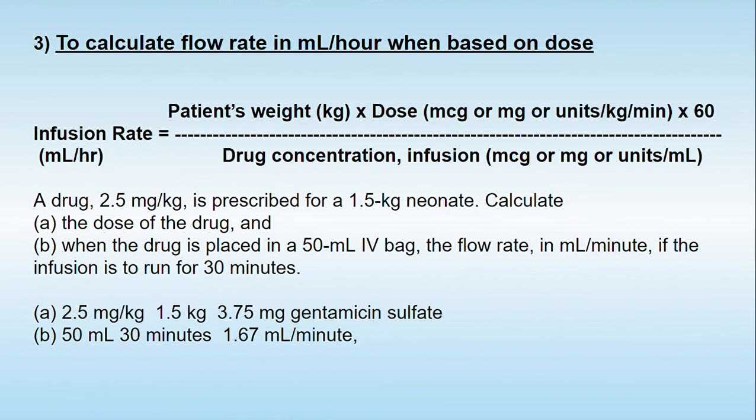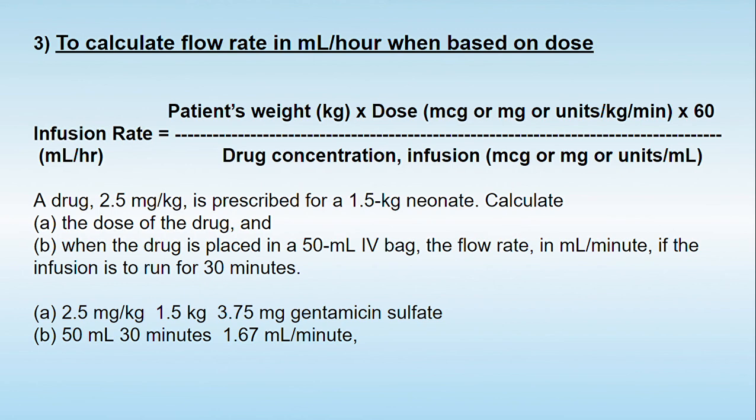A drug 2.5 milligram per kilogram is prescribed for a neonate, that's a newly born baby, having the weight of 1.5 kg. Then calculate, number 1, the dose of the drug, and number 2, when the drug is placed in the 50 ml IV bag, the flow rate in ml per minute if the infusion is to be run for 30 minutes. So let's try to solve first the dose of the drug.